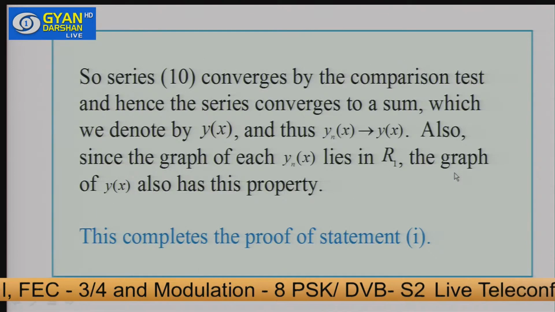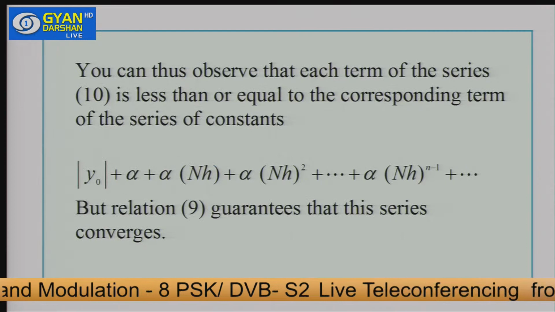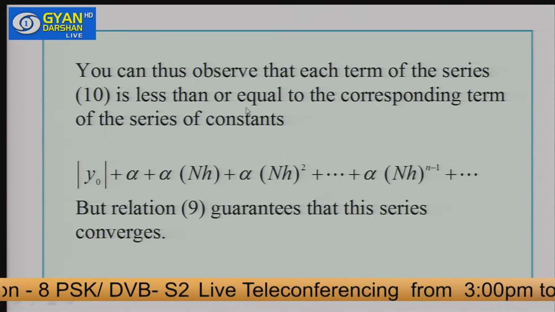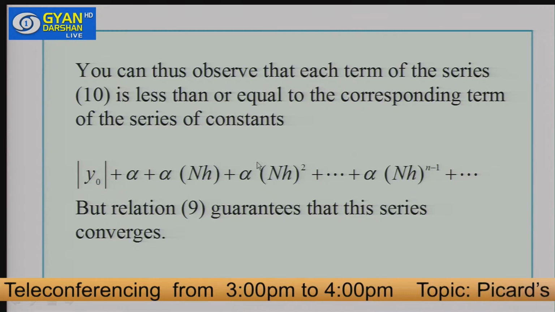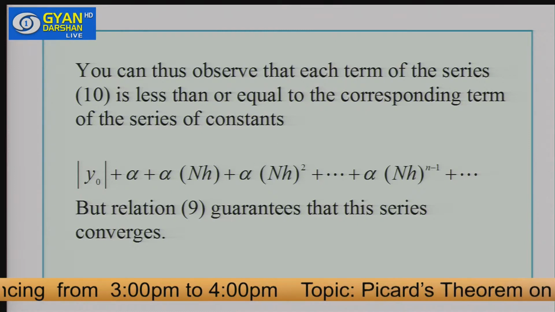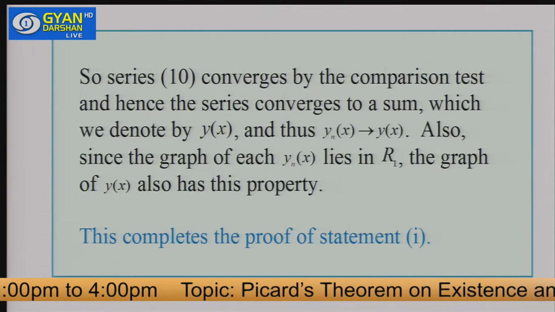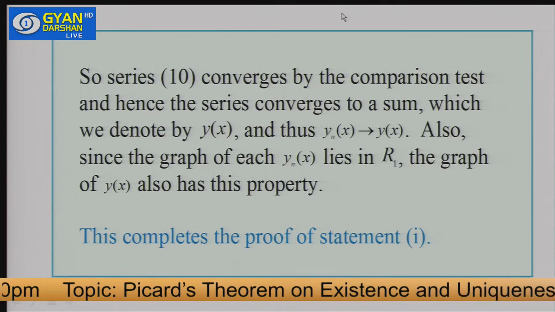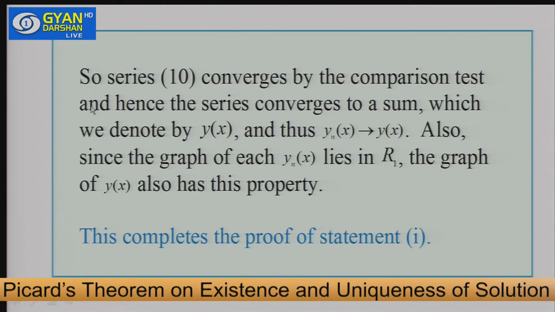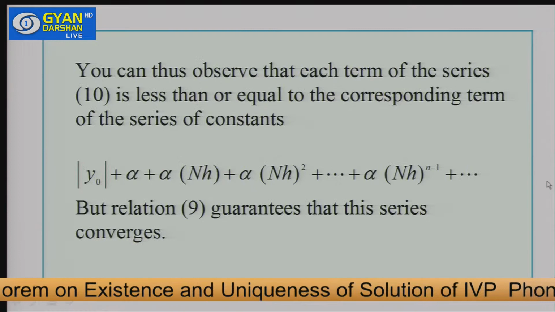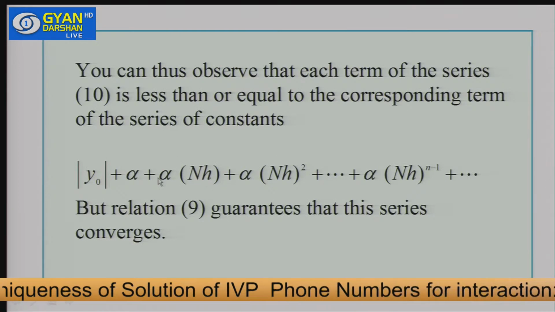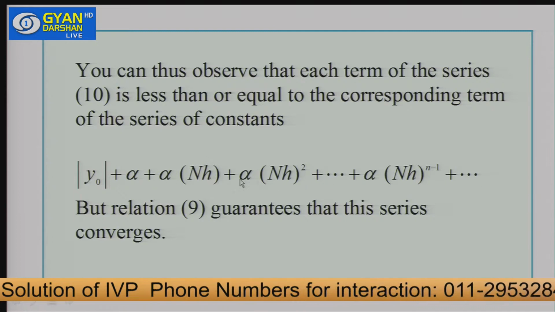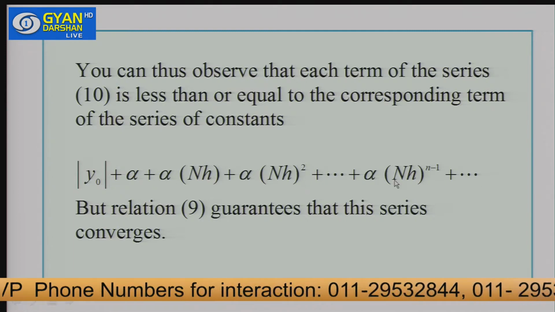Now we can use the Weierstrass M-test. If this series of constants is convergent, then by using the Weierstrass M-test we can show our series converges, that we need to. That means the proof of statement 1 will be completed. That is how they are showing. So this series, obviously you can see, we have already assumed that this is less than 1. So obviously this series is going to be convergent.